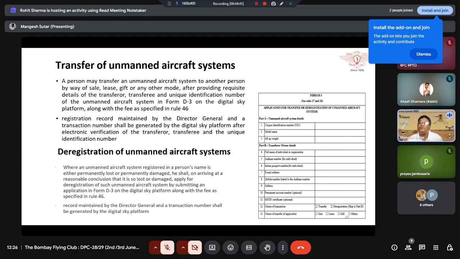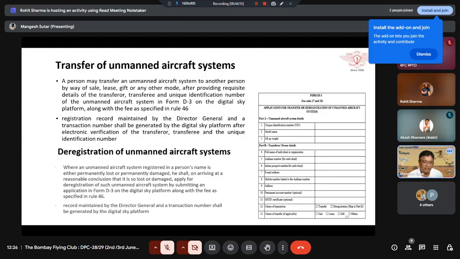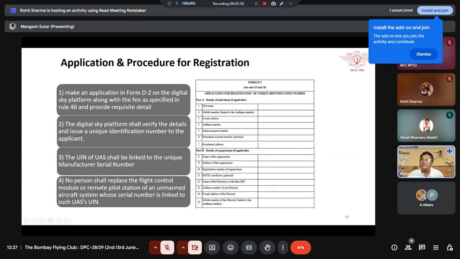So in that scenario also, if you would have registered your drone, you would have to deregister it on the platform. I'm just giving you an example. I hope you understand what I'm trying to tell you. In case your drone is permanently lost, or you are not able to access it or use it, or it is beyond use condition, that is damaged, in that scenario you have to deregister.